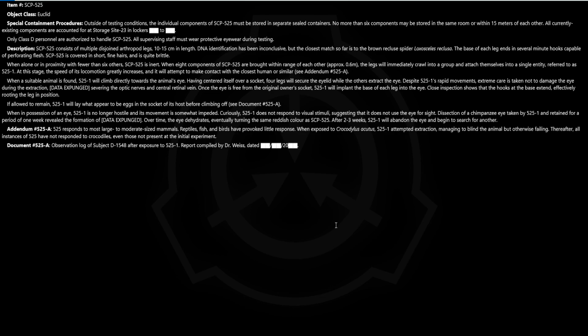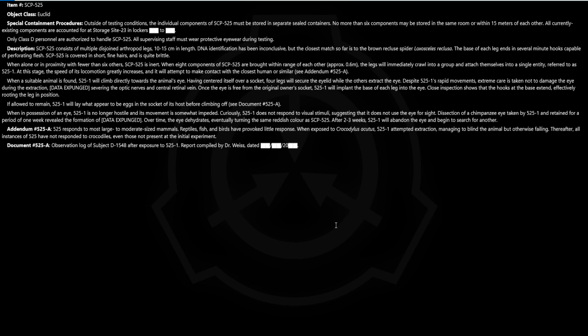Description: SCP-525 consists of multiple disjointed arthropod legs, approximately 10 to 15 centimeters in length. DNA identification has been inconclusive, but the closest match so far is to the brown recluse spider. The base of each leg ends in several minute hooks capable of perforating flesh. SCP-525 is covered in short, fine hairs, and is quite brittle.